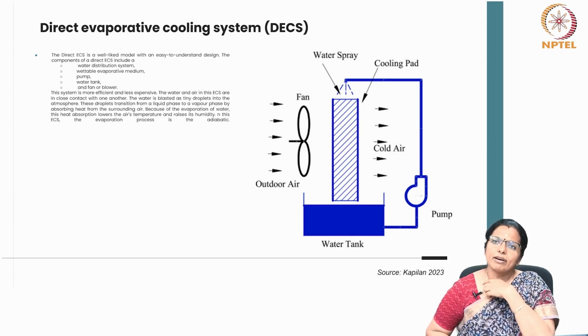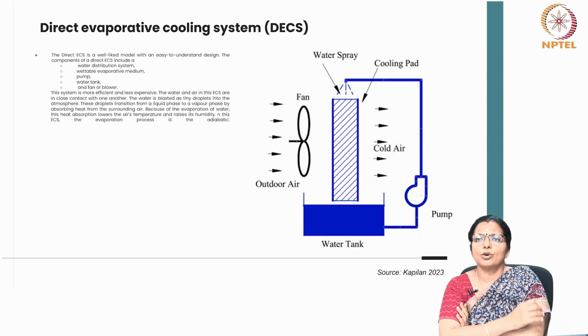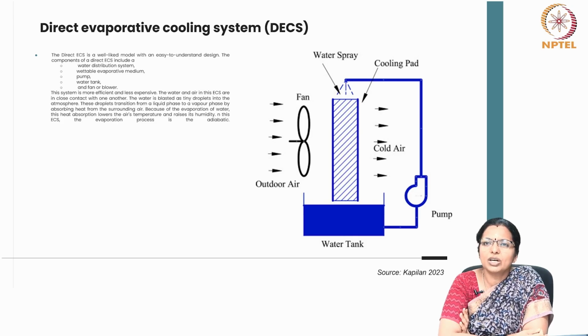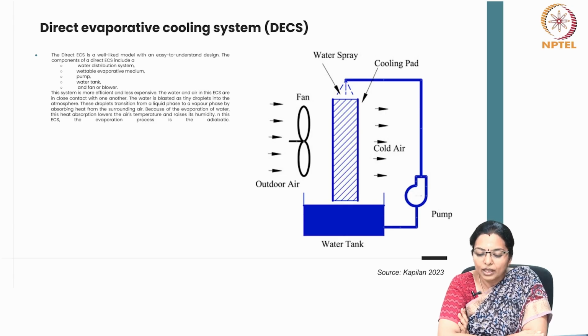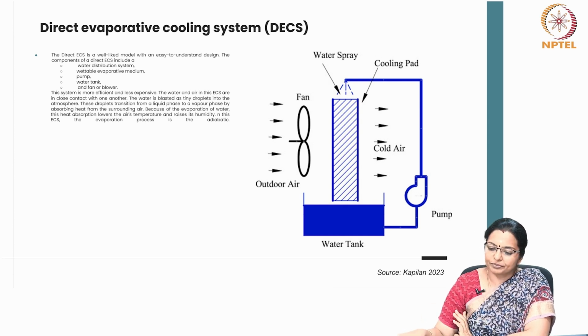So, direct evaporative cooling system is a well-liked model with an easy to understand design. The components of a direct evaporative cooling system, which I will call ECS, include a water distribution system, a wettable evaporative medium, a pump, a water tank, and a fan or blower.